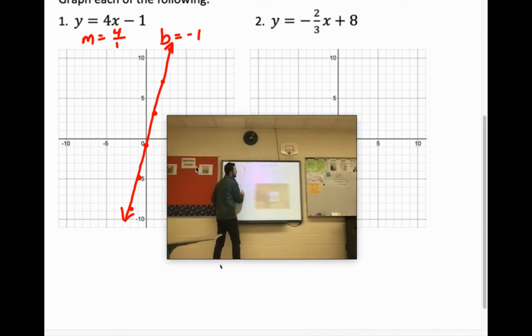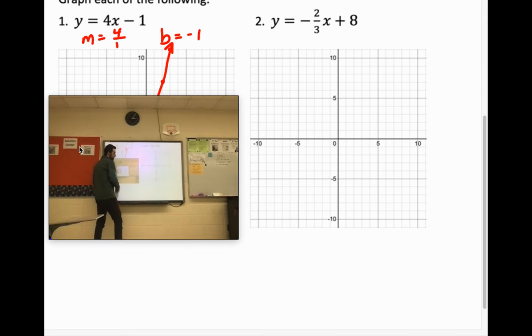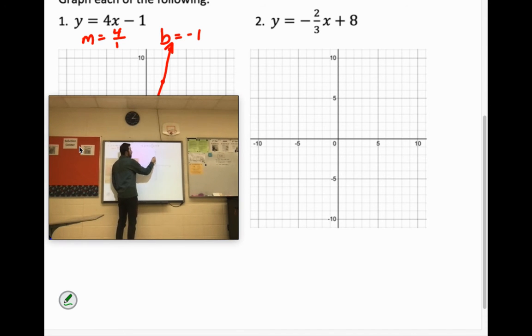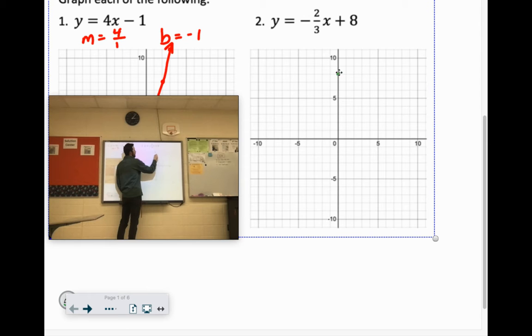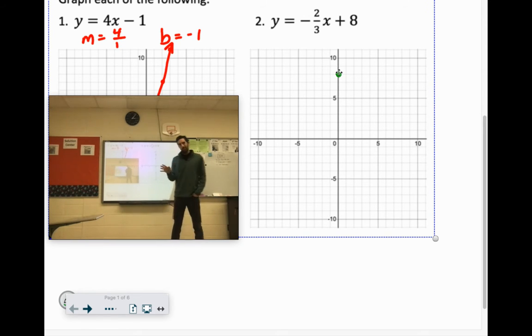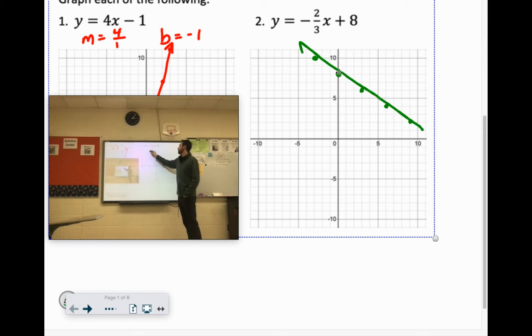So number 2 here, negative 2/3 x plus 8. Our y-intercept is at positive 8. So go up 8, make yourself a dot. And this is the one time where fractions really aren't as scary. So if it's negative 2/3, you just go down 2 over 3. Down 2 over 3. Down 2 over 3. If you wanted to go up 2, you could go left 3. And there you go, there's your straight line. Goes on forever in both directions.